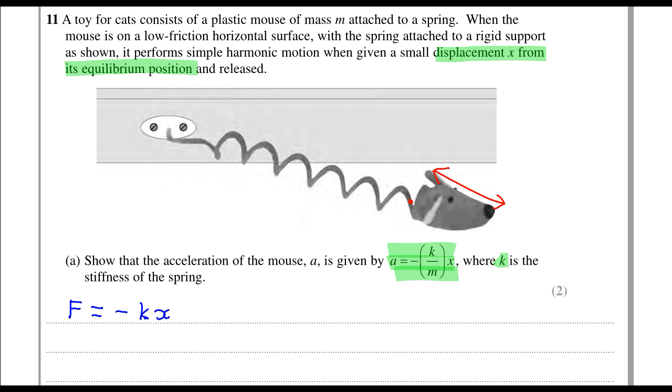Then we can combine this equation with Newton's second law, since we are interested in finding the acceleration. So we can start by F equals ma, and here m is the mass of the object we are interested in, a is its acceleration, and F is the resultant force on it.